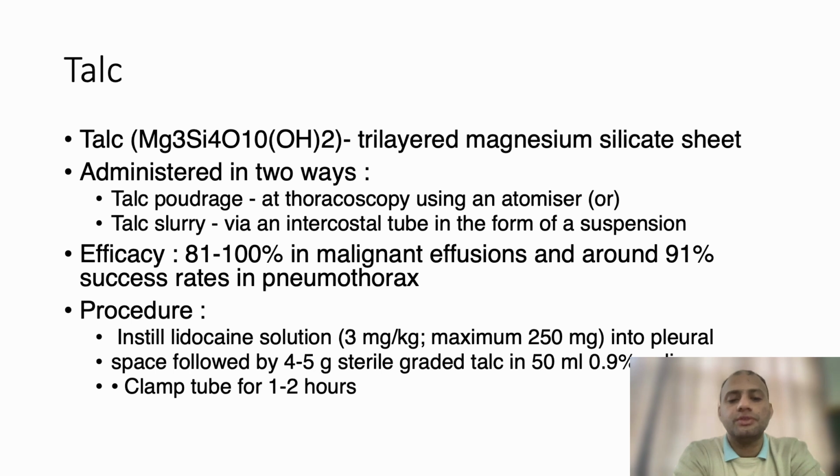Discussing some of the commonly used pleurodesis agents, I'll be starting with talc. Talc is a magnesium silicate trilayer sheet which can be administered in two ways as discussed, slurry as well as powder. Efficacy from various literature has shown 81 to 100% in malignant effusion and around 91% in pneumothorax. In short, in the slurry talc procedure, after the instillation of lidocaine solution in the pleural space, 4 to 5 grams of sterile graded talc in 50 ml of normal saline can be inserted inside the pleural space and clamped for 1 to 2 hours.